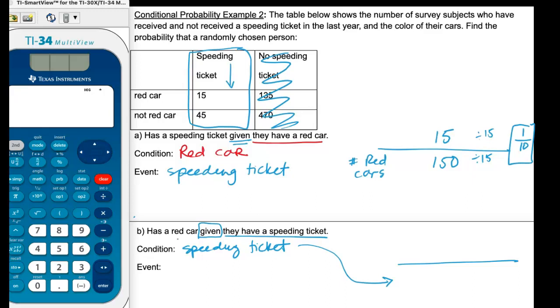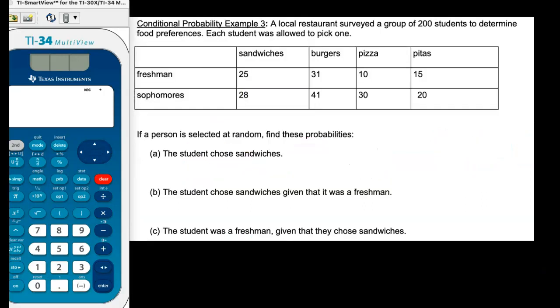So I'm going to, and actually, you know what? I'm getting too far ahead of myself. I forgot to add those two numbers. So we're going to do 15 plus 45 on the bottom. So we're going to get 50 there. And then out of those 50, what's the probability that they have a red car? So red car is going on the top and speeding ticket is going on the bottom. So total speeding tickets. So red car would be 15. So the probability is 15 out of 60. And then I'm going to reduce both of those by dividing the numerator and denominator by 15, and that gives me 1/4 or 0.25.